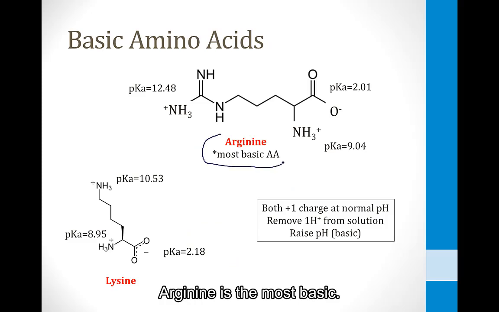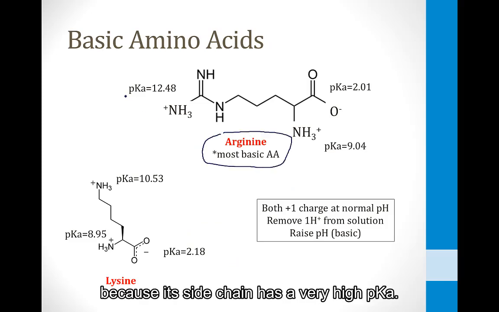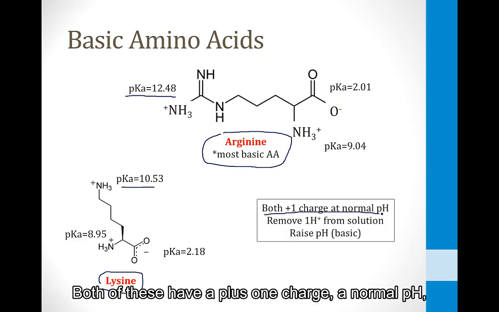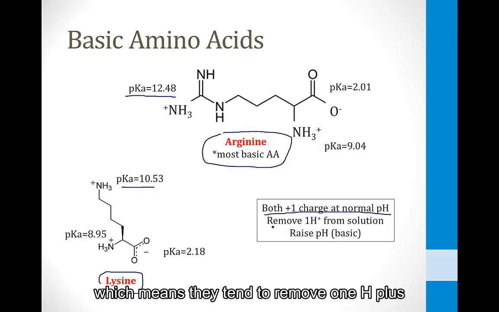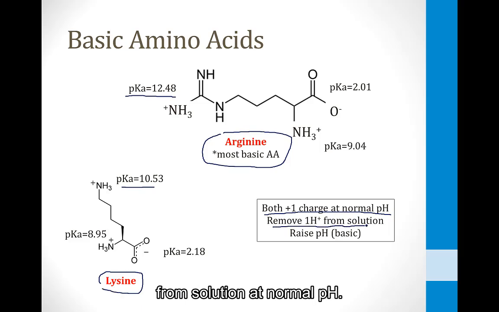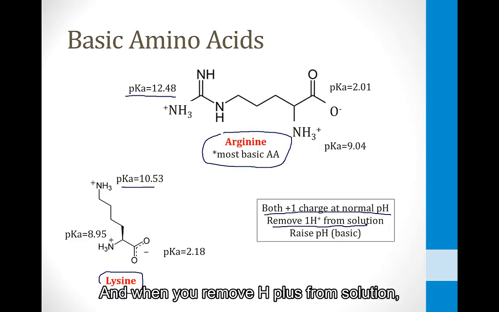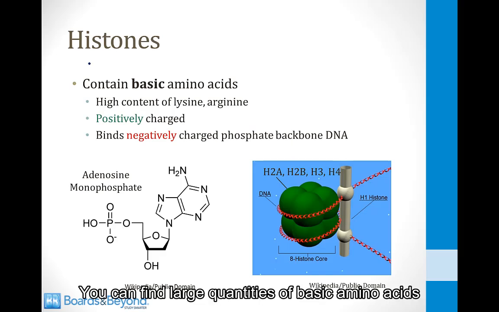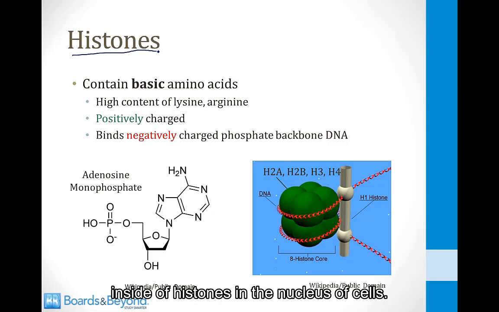Arginine is the most basic. It is the strongest base because its side chain has a very high pKa. Lysine is also basic with a side chain that has a pKa of 10.53. Both of these have a +1 charge at normal pH, which means they tend to remove one H plus from solution at normal pH. And when you remove H plus from solution, you raise the pH, and that makes these basic amino acids. You can find large quantities of basic amino acids inside of histones in the nucleus of cells.